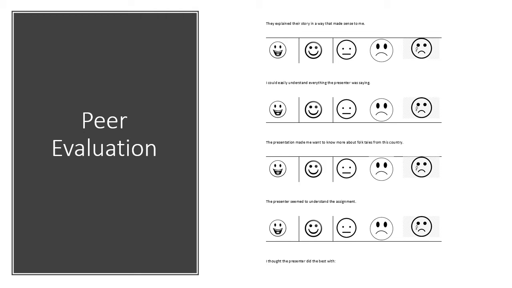The peer evaluation will help determine teacher rating reliability as well. If the peers agree with the teacher or disagree with the teacher during rating, it may mean the teacher has to do some self-reflection in terms of how they viewed the student's performance.